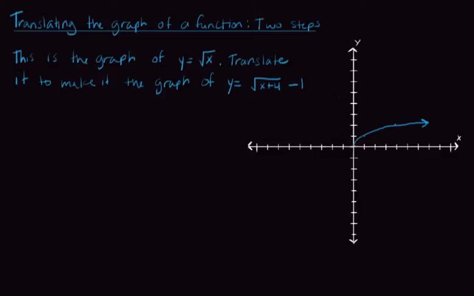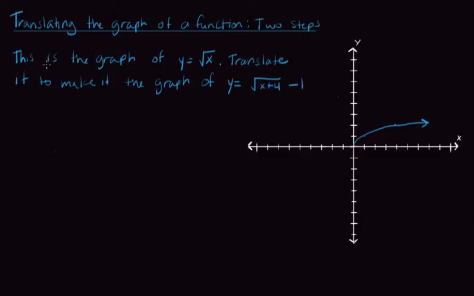In this video, I want to talk more about translating the graphs of functions, this time graphs that are a little bit more complicated. So I want to translate the graph of a function where it takes two steps. So remember that translating just means moving it up, down, right, or left. In this case, we're going to have both a vertical and a horizontal translation in the same graph.